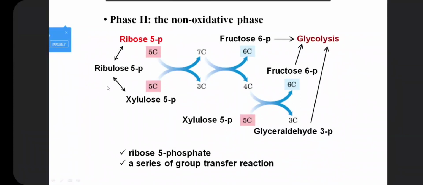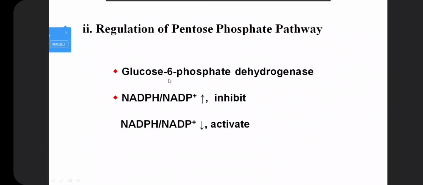In this phase, a series of group transfer reactions are involved, and after a series of reactions, ribose 5-phosphate can be converted to fructose 6-phosphate and glyceraldehyde 3-phosphate. And these two molecules in fact are intermediates in glycolysis. So these two molecules can re-enter the glycolysis pathway. Okay, so this is the reaction of the pentose phosphate pathway.